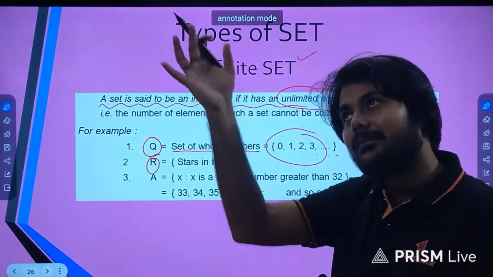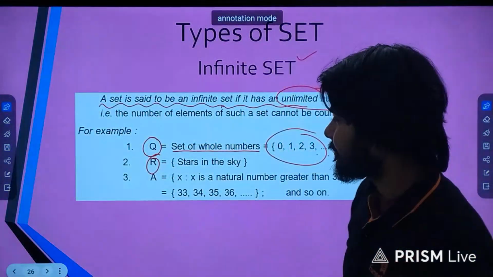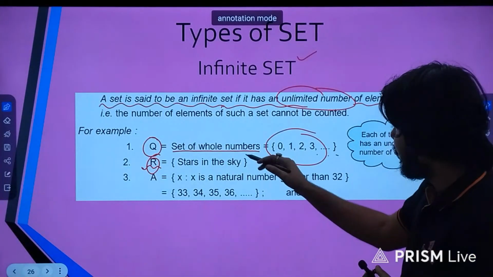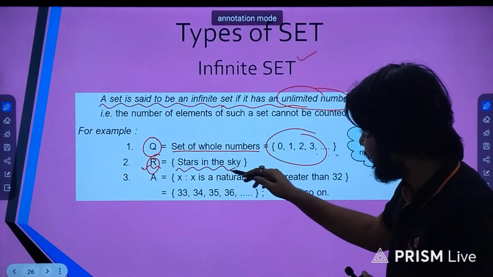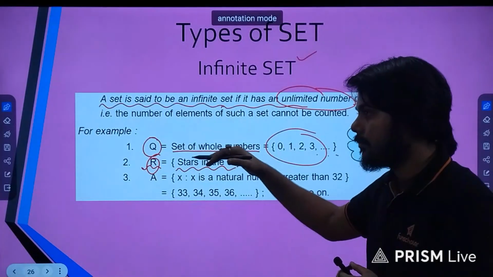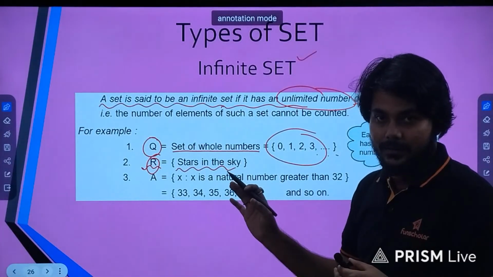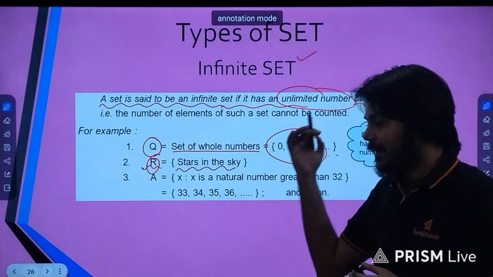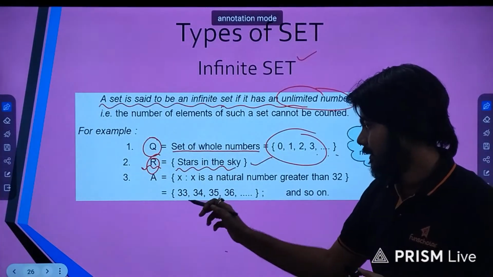Are you able to count the number of stars that are in the sky? No, you can't. So R is a type of set that consists of an unlimited number of elements. Are you able to say what number we are going to write? 1 lakh, 2 lakh, 1 crore, 2 crore, 5 billion, 40 billion? You don't have any idea. In fact, I don't have any idea regarding this. So this is also considered an infinite set.